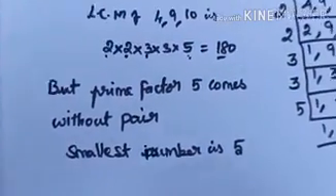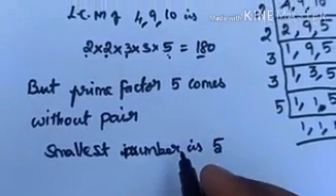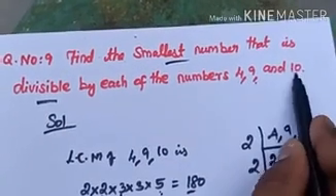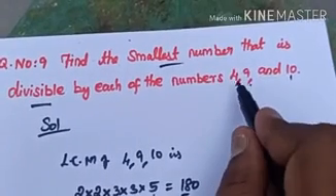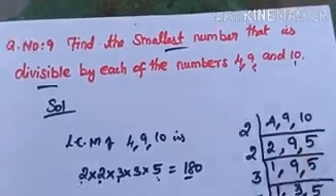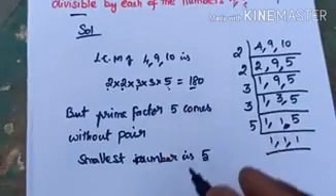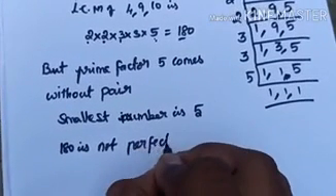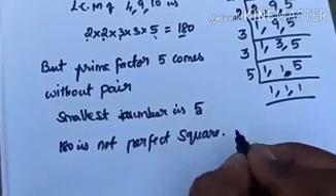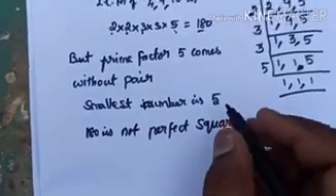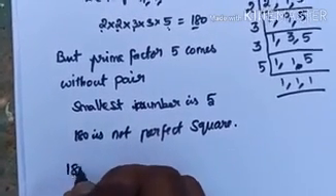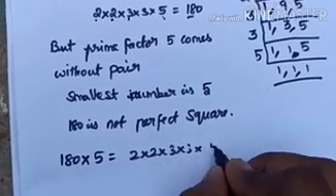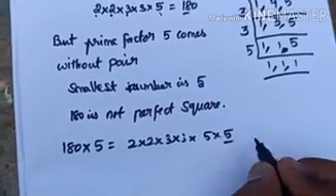Now you can see what the question has given: the smallest number that is divisible by 4, 9, 10. If it needs to be divisible by 4, 9, 10, you must make a pair of this. So 180 is not a perfect square. What do you need to do? 180 into 5, which is equal to 2 into 2 into 3 into 3 into 5 into 5. You multiply one more 5.